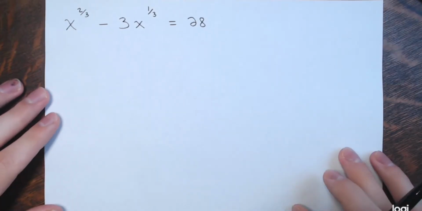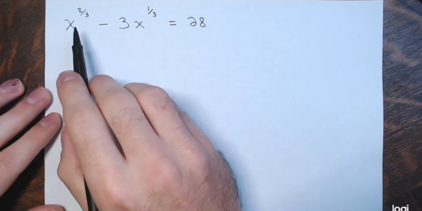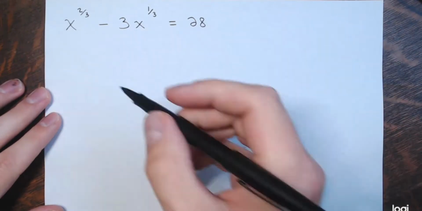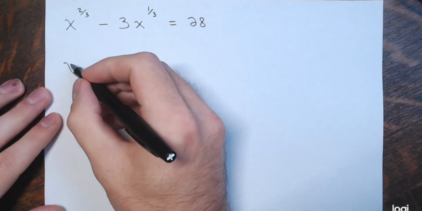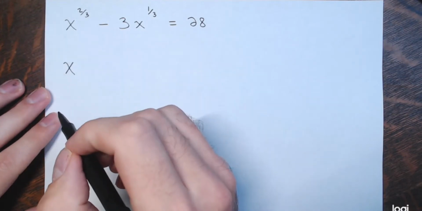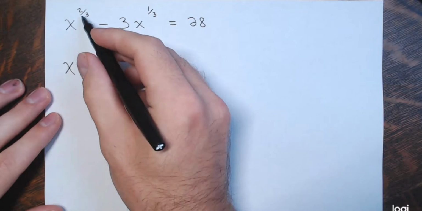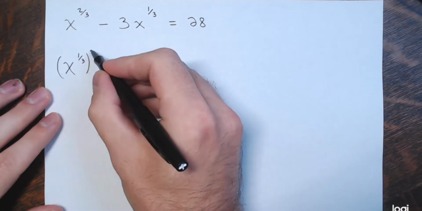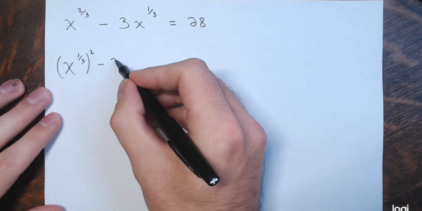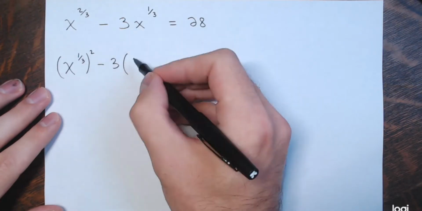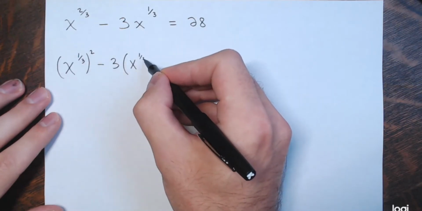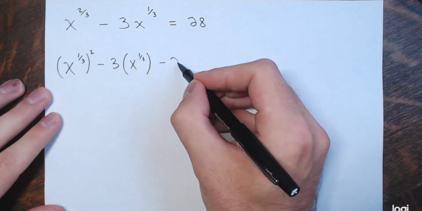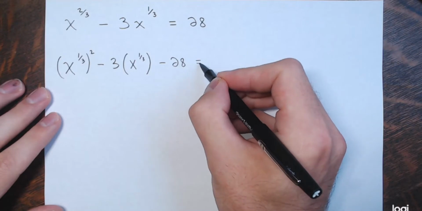Alright, so here we're given x to the 2/3 minus 3 times x to the 1/3 equals 28. And I'll show you how this is in quadratic form. x to the 2/3 is x to the 1/3 squared, minus 3 times x to the 1/3, which is x to the 1/3 to the first. And then I would subtract 28, get everything on one side, 0 on the other.